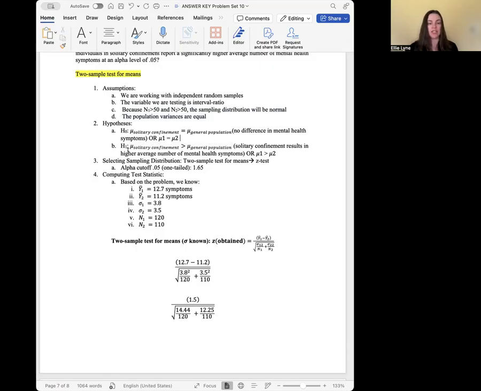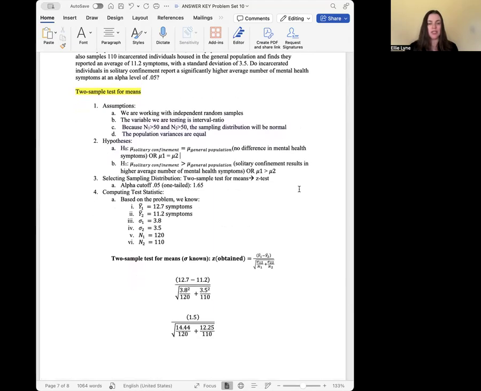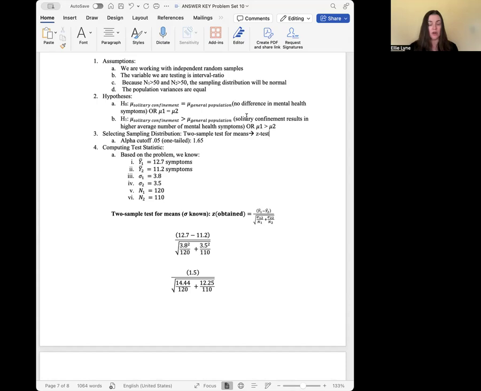Secondly, H1 designates our alternative hypothesis, and we just need to revisit our question here to see what direction our alternative hypothesis is going to go in. Do incarcerated individuals in solitary confinement report a significantly higher average number of mental health symptoms? Okay, so this is one of our first ones in which we are going to have the greater than sign. So that is different from what we've tested. A lot of times when we do policy analyses, oftentimes policymakers are looking to see if a treatment reduced something, right? So that's why we've had a lot of examples of that.